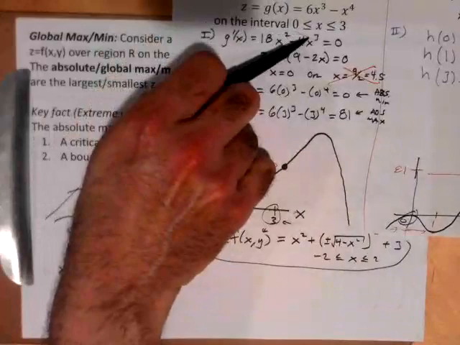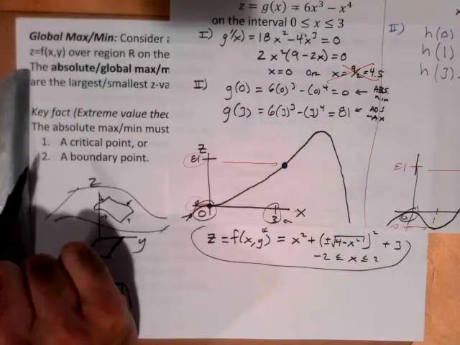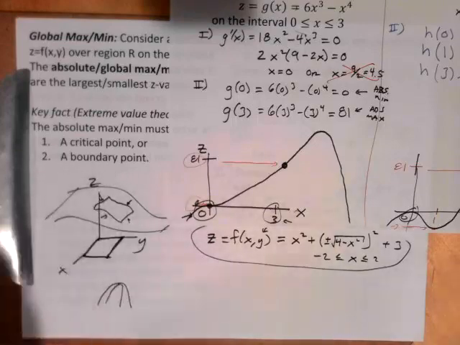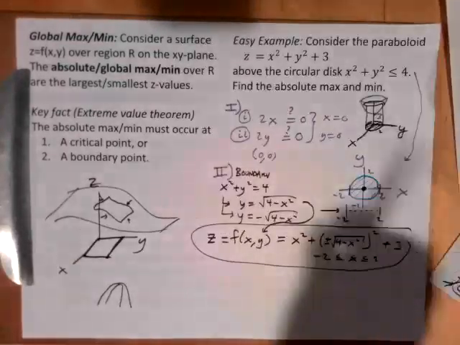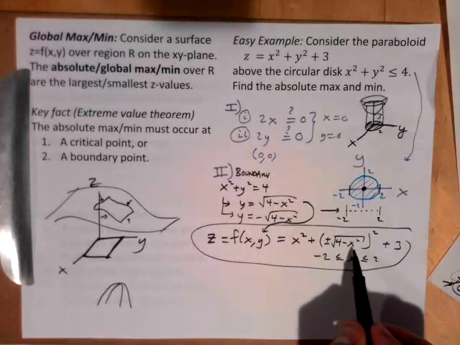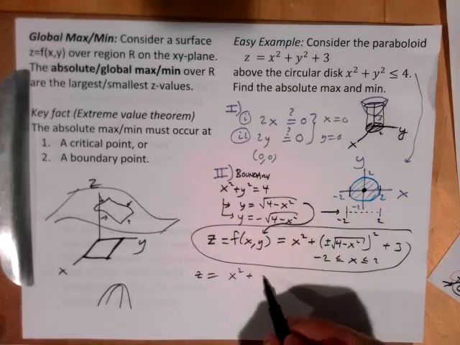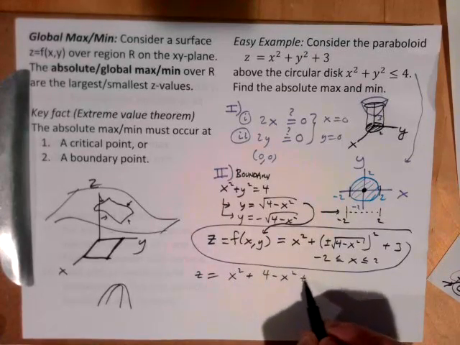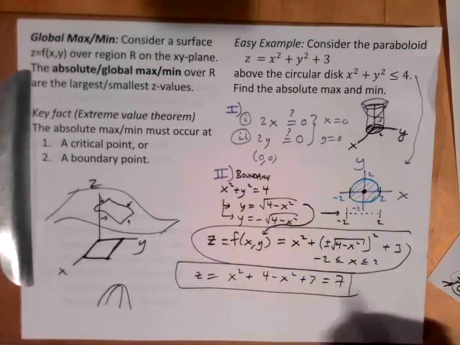I have an interval. I have a function. I'm going to do a one variable max-min question. For every boundary, you do a one variable max-min question. So this can be big. In this case, it's like the best of all worlds, because look at what happens. You get z is equal to x squared plus 4 minus x squared plus 3. So you just get a constant 7. So I really don't need to go through and do the rest of it.